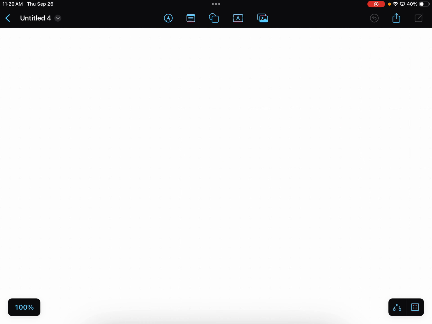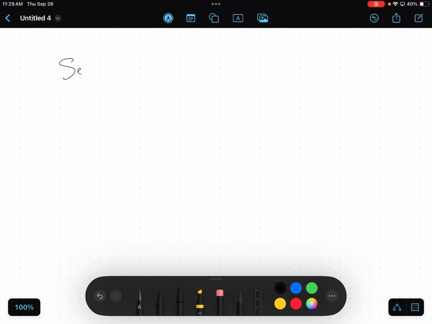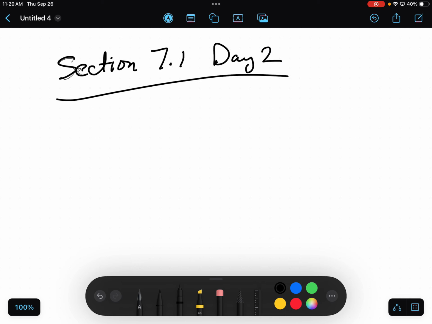All right, so we're gonna go through section, I'll make that pen bigger. Section 7.1, day 2. And so what you're gonna be doing on this part, at least the first part, is we're gonna be finding the value of x for the missing diagram. And what we're gonna talk about here is exterior angles.